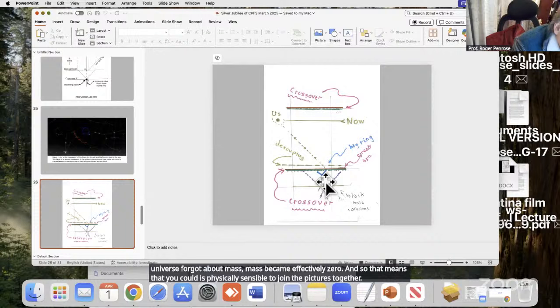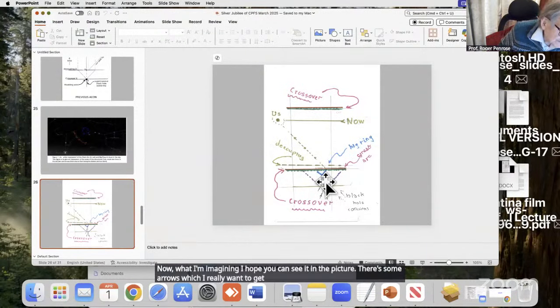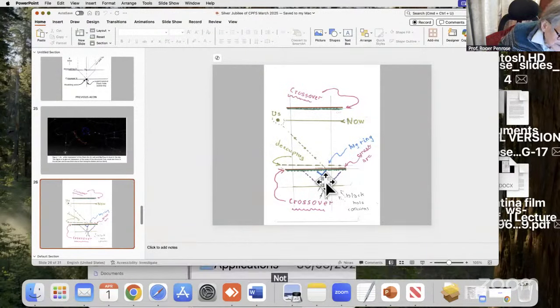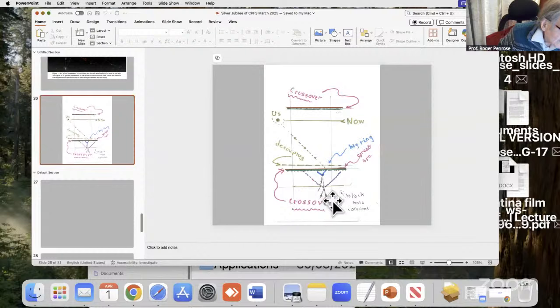Now, what I'm imagining here, I hope you can see it in the picture. There are some arrows which I really want to get rid of. They should not be there. Can I get rid of the arrow? Doesn't move. Oh, that's moved. Fine, yes. I can bring it back again, I suppose, now.